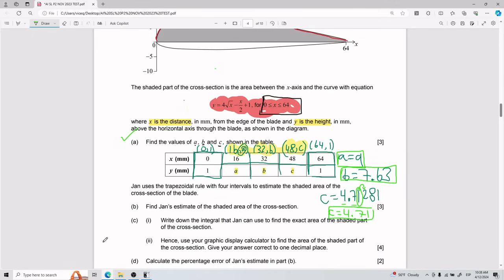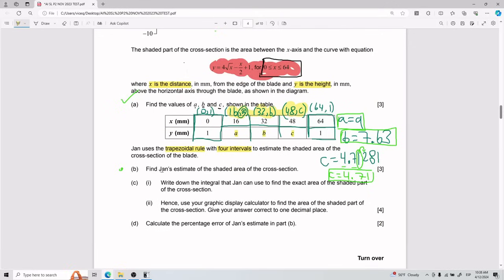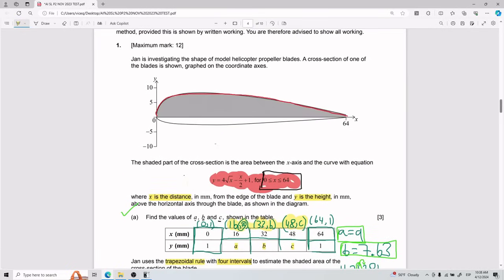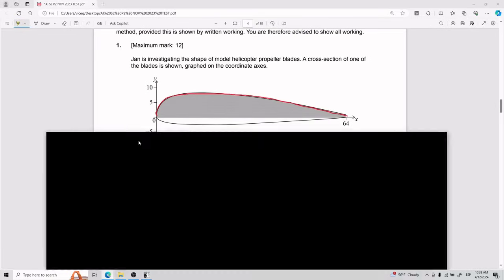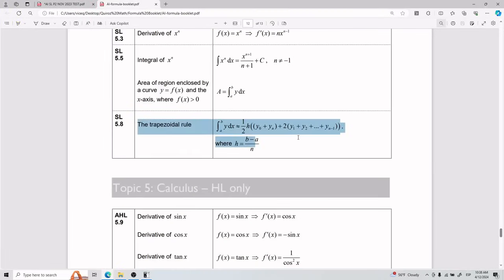So that is for part A. For part B, they first tell us that Jan uses the trapezoidal rule. Here we go again. With 4 intervals to estimate the shaded area of the cross section of the blade, and to find Jan's estimate of the shaded area of the cross section using the trapezoidal rule. Now, the trapezoidal rule, if you open up the formula booklet, you're going to find this. And you're probably going to look at this and say, what am I looking at?